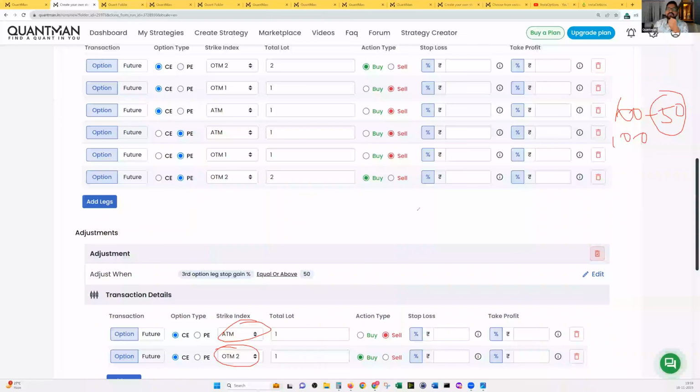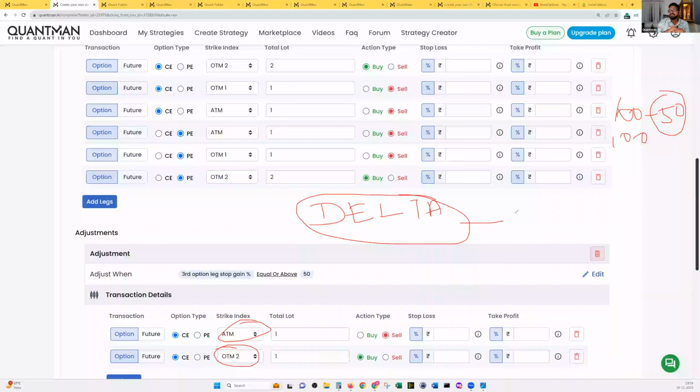Actually, what I'm trying to do is, I literally want my delta to be what? I want my delta to be what? Neutral. Okay. If my delta becomes neutral, can I stay in this trade for some more time? Yes or no? Okay, so now is expiry a defined event or not?